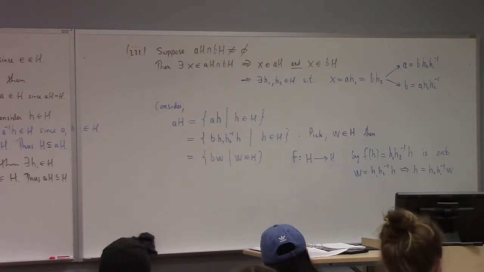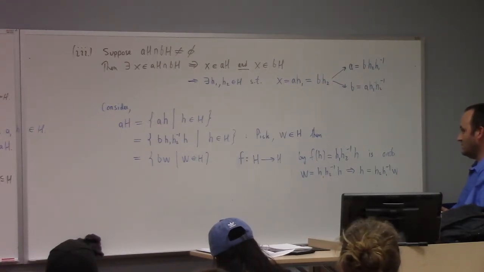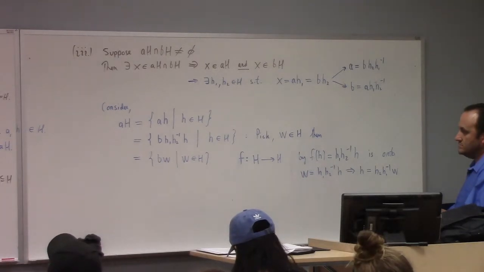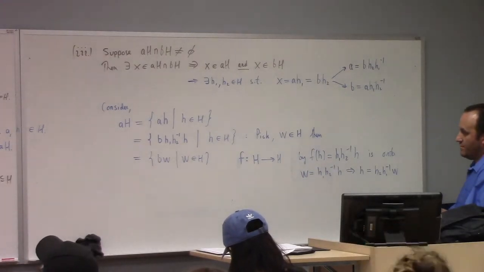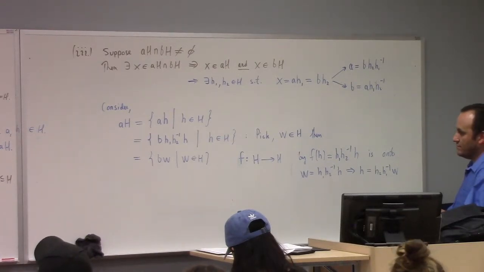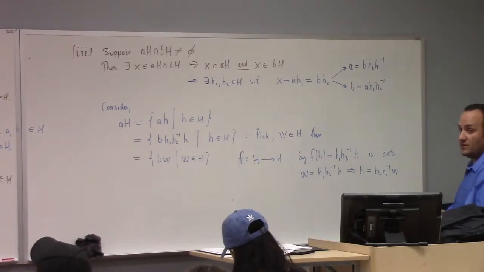Could you say that H1 H2 inverse is an element of H, and then use property number 2? So since that's an element of H, then that's just equal to H. Yes, I think there's another way to argue this.